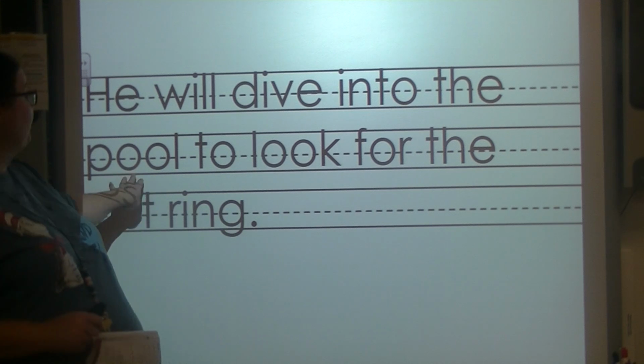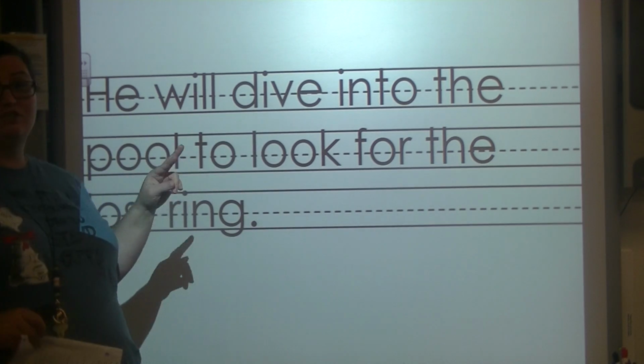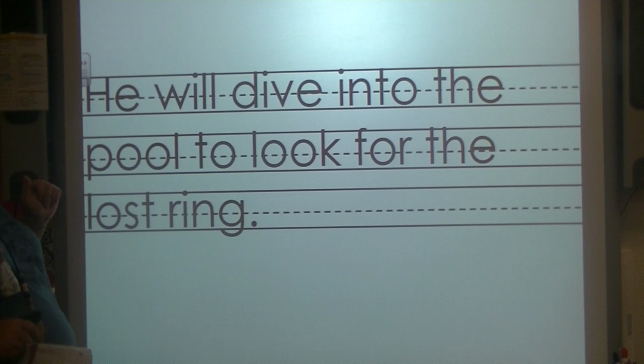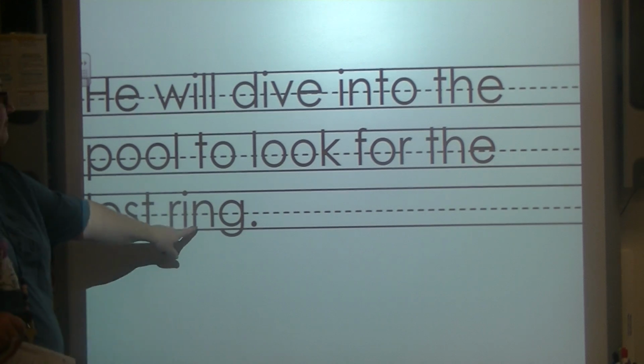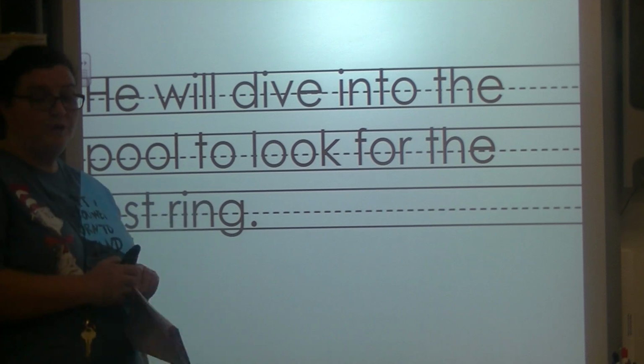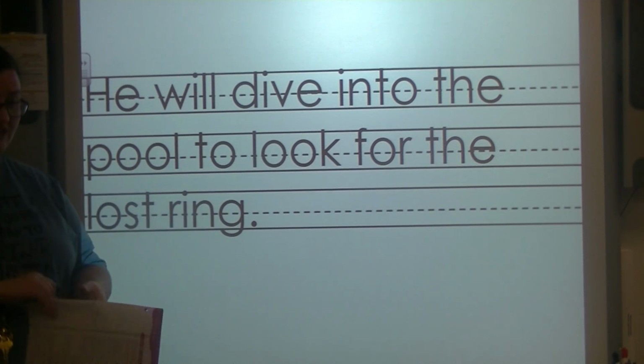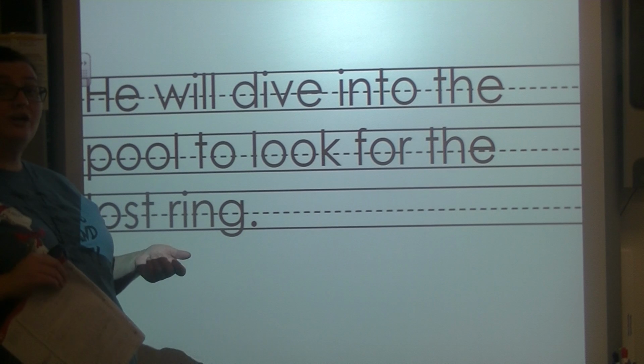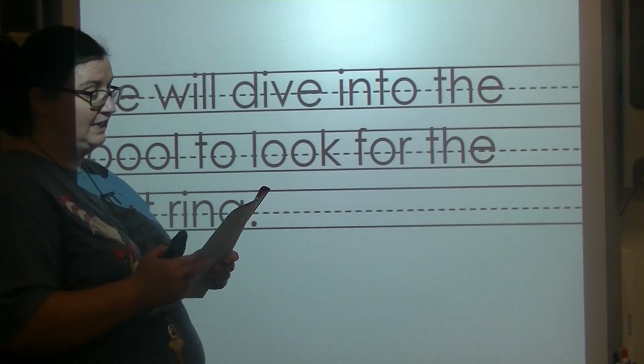O-O-O words. Pull and look. Even though they have the two different sounds, they both are O-O. And we have N-G in there. All right, it is a declarative sentence. It's telling you something, so it does end in that period. All right, check your work. When you're ready, turn the page over, and pencils are down, ready to listen.